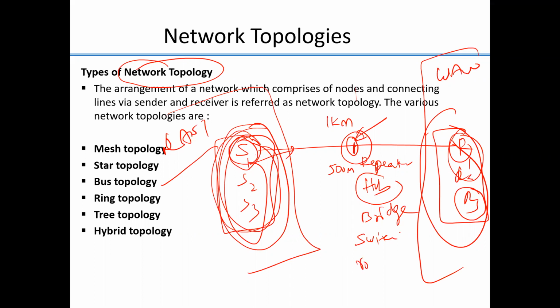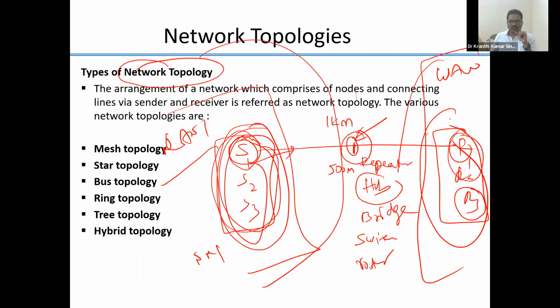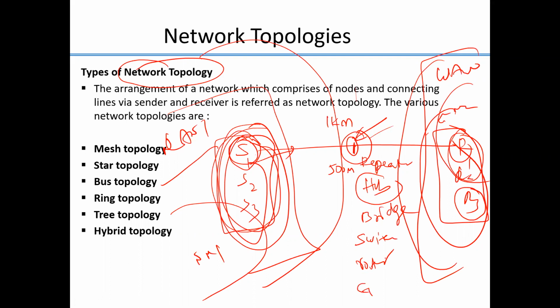Router, sir. Router. And this entire system is following network model 1. This entire system is following network model 2. So these protocols are different and these protocols are different. I need a protocol converter. What is a suitable device? Gateway. Gateway.